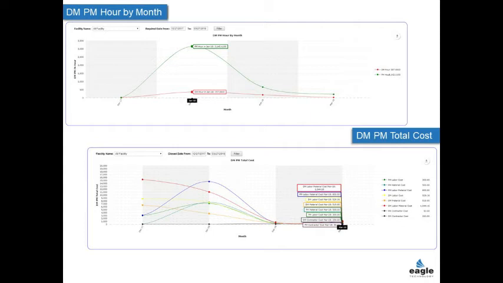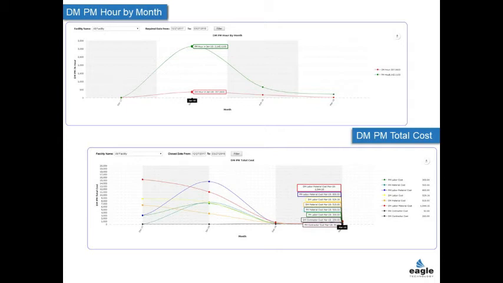Demand and preventive maintenance hours by month. We can break that down further by technician and machine, work type, facility, different facilities, and so forth. But where is your team spending their time? 80% on preventive maintenance and 20% on break fix, or is it the other way around?